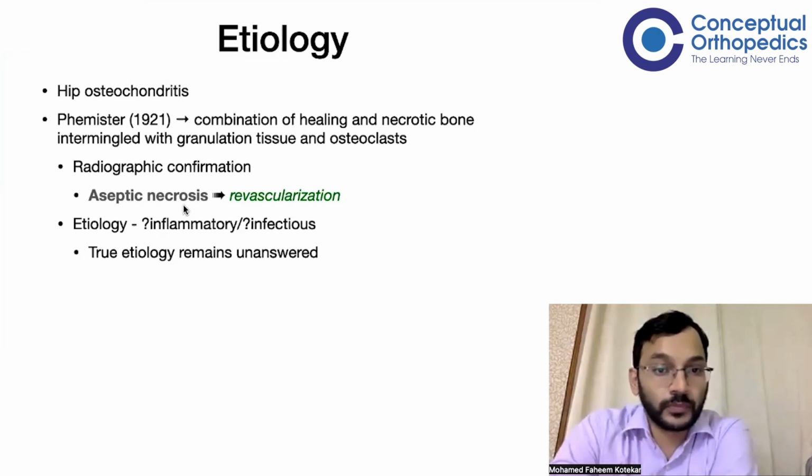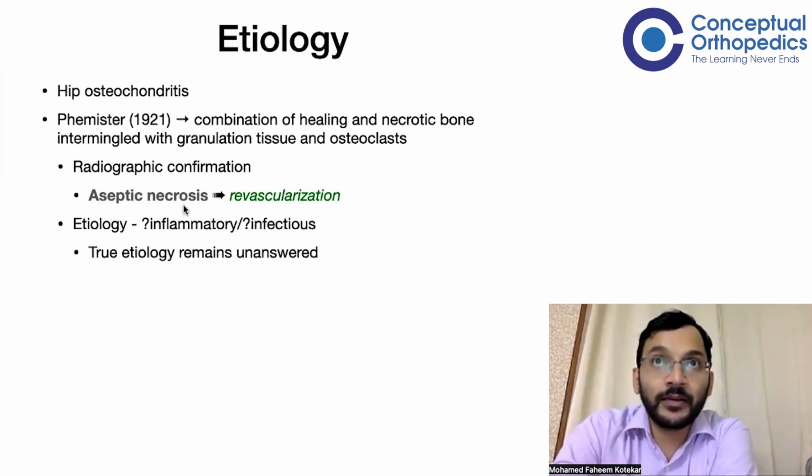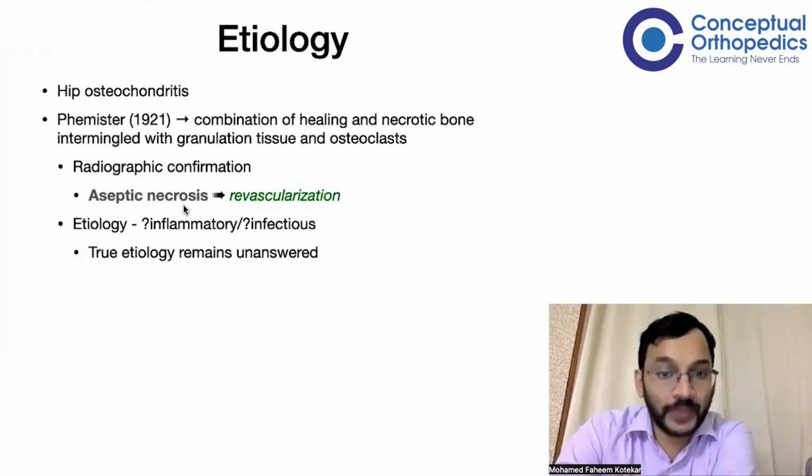Okay, and this of course confirms because of the radiology, of course, because this is an aseptic necrosis which slowly revascularizes. Okay, the staging of the disease is such that initially we have an aseptic necrosis which will lead to the osteoclasts coming in, followed by revascularization where osteoblasts come in.